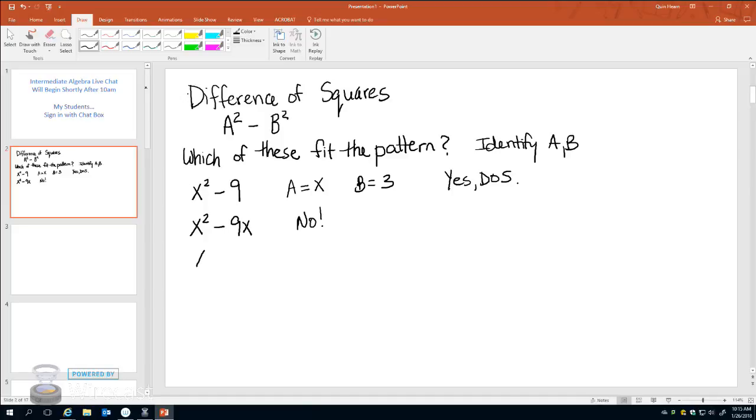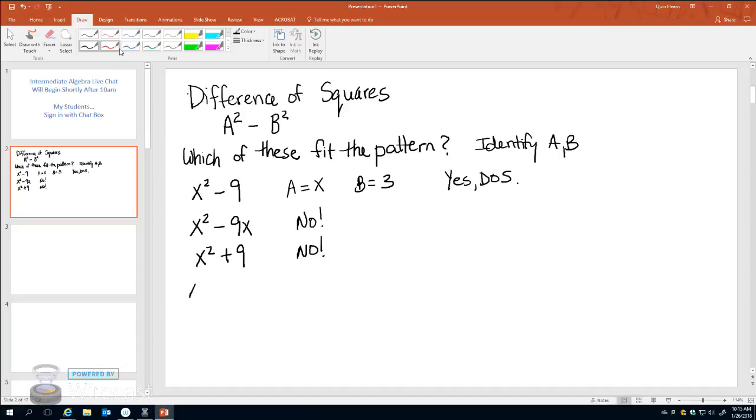All right, how about x squared plus 9? In this case, we have two terms, but they're not being subtracted. So we don't even have to worry about trying to find an A or a B. In this pattern, the difference is referring to subtraction. So if we don't have subtraction, then we don't have a difference of squares.